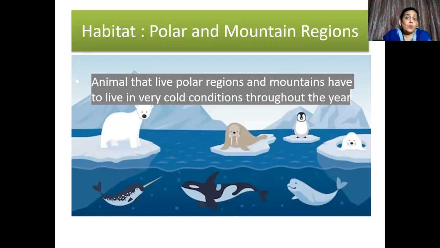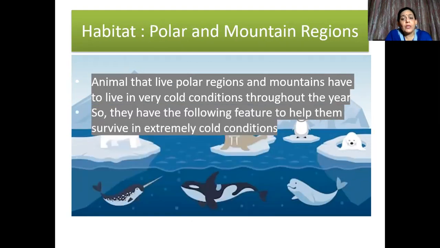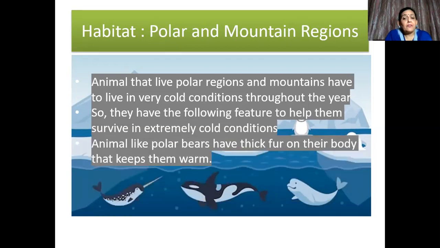So when it is very cold, just now winters have gone, right? So what did you have? You had sweaters and jackets and blankets and quilts to keep you warm. So these animals also need something to keep themselves warm. Otherwise they will feel cold. So they have the following features to help them survive in extremely cold conditions. Animals like polar bears have thick fur on their body that keeps them warm. Equivalent to your sweater, right? Thick wool fur on your body protects you and retains the body heat inside your body and does not let it go out and therefore keeps you warm.